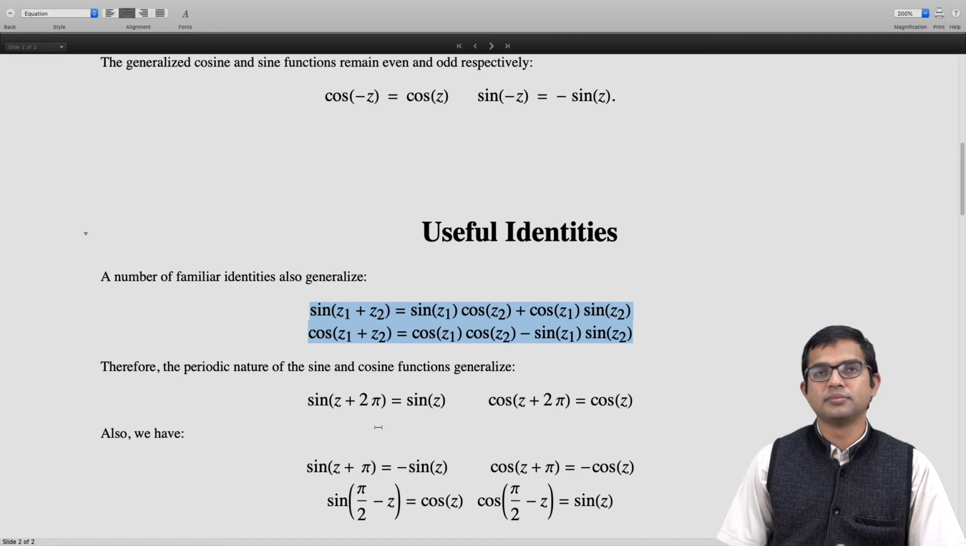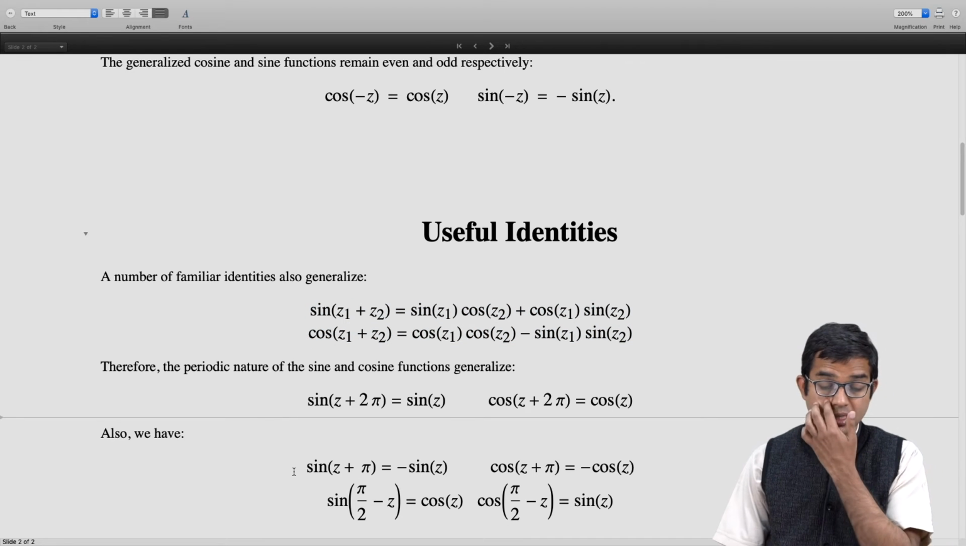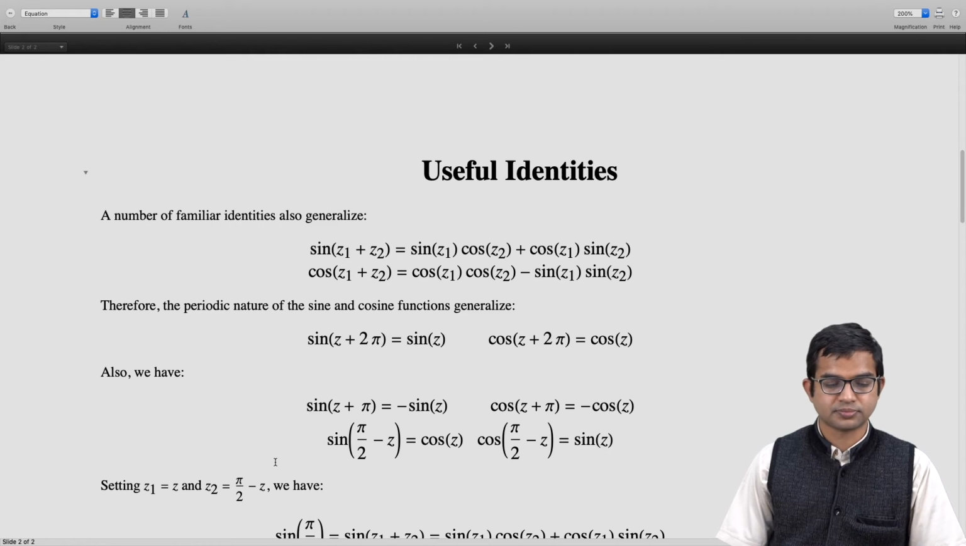So this is something that you can check for yourself, that these are all direct consequences ultimately of the definition of sine of z and cosine of z, right? So these are familiar identities, but what is important to emphasize is that they carry through in exactly the same form even when we allow z to be a complex number.